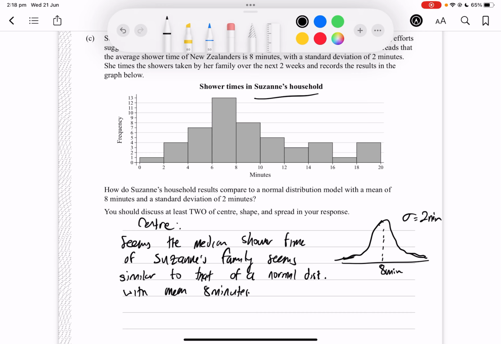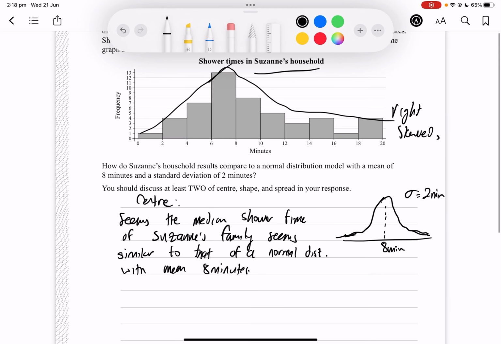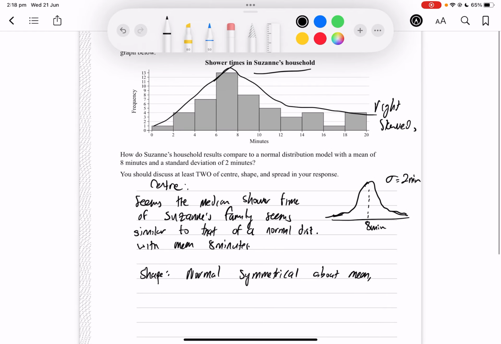However, it's good to note that if you draw a rough line here, it looks to be right skewed. So in terms of the shape, the normal is symmetrical about the mean. But clearly, Suzanne is right skewed.